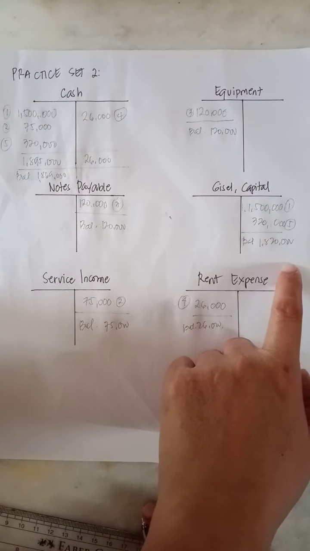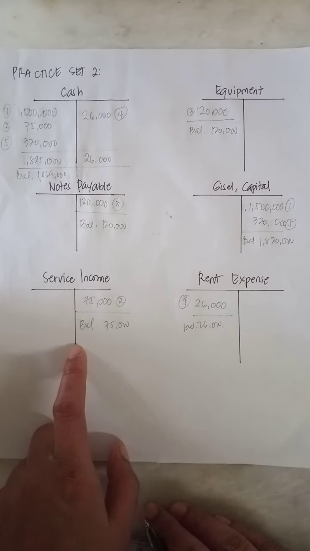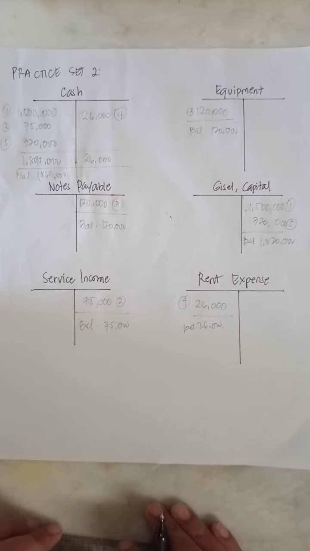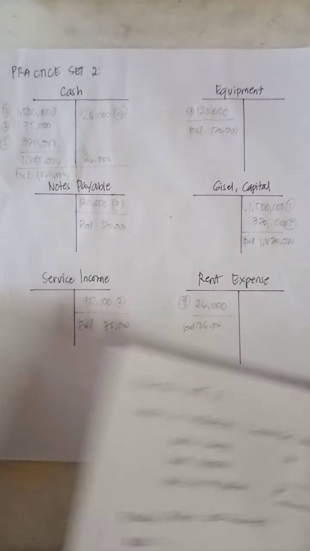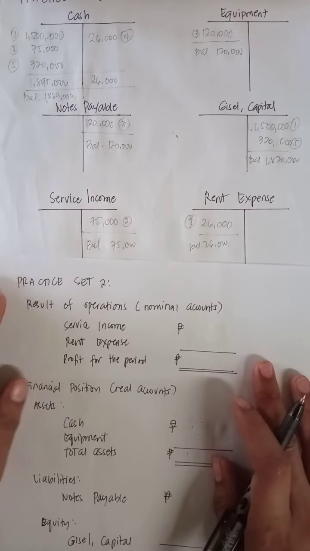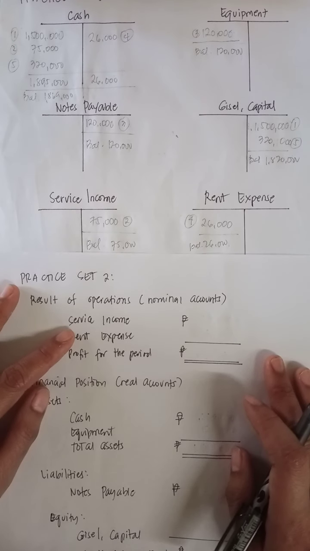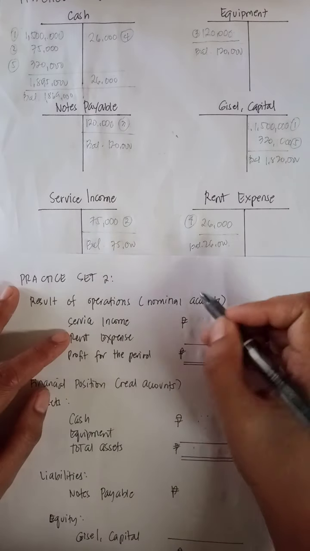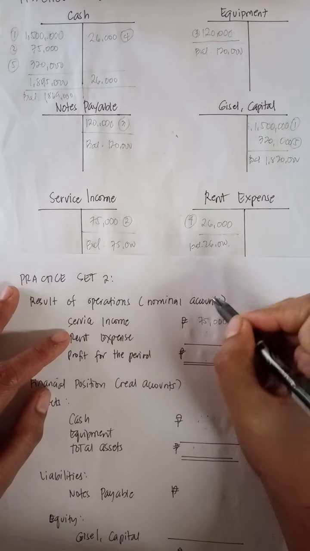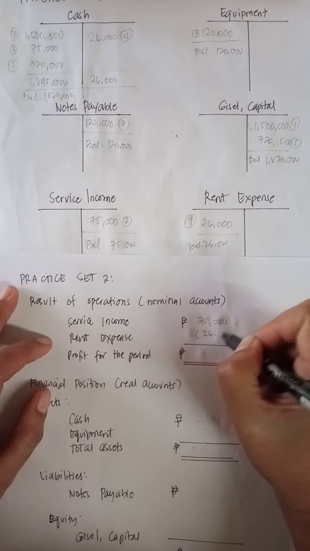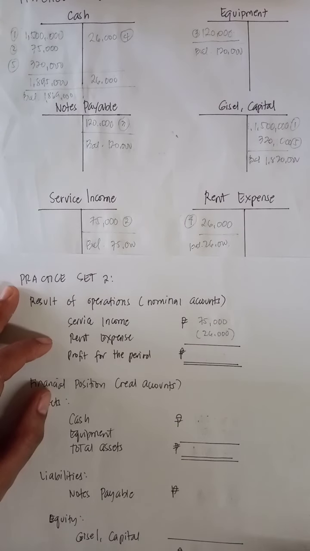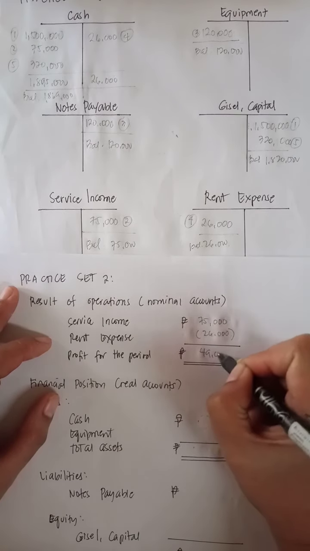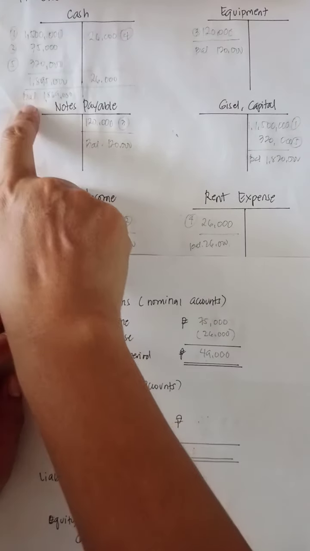Normal balance for the equity is credit. For income, normal balance is credit. For expense, normal balance is debit. Then, compute the profit for the period. For service income, the balance based on the T accounts, 75,000 minus the rent expense of 26,000. So, our profit for the period, 75,000 minus 26,000, is 49,000 pesos.